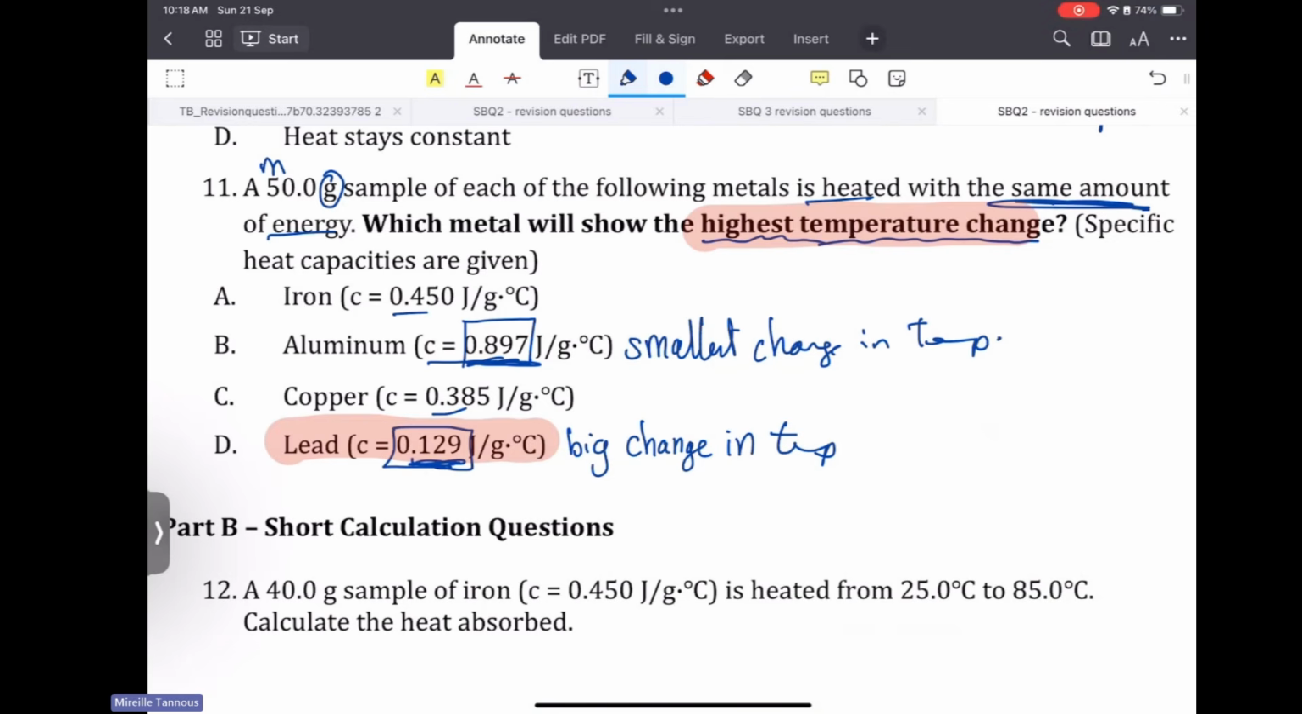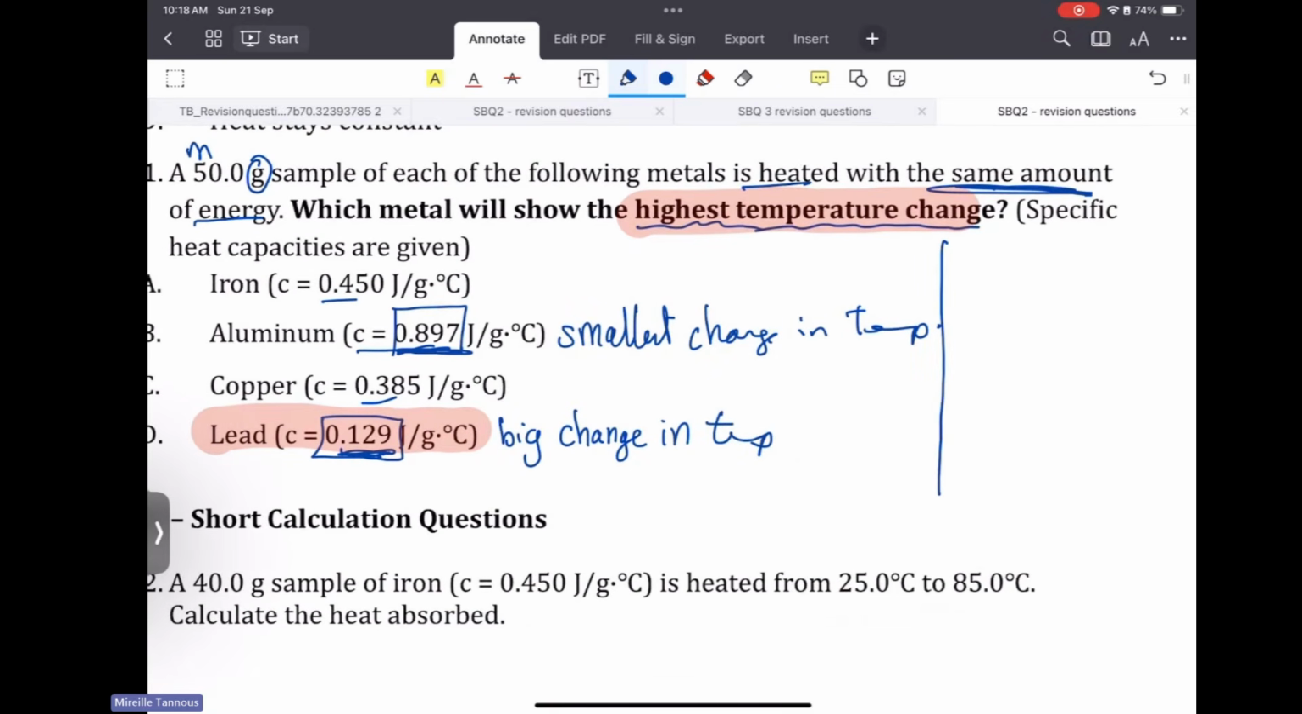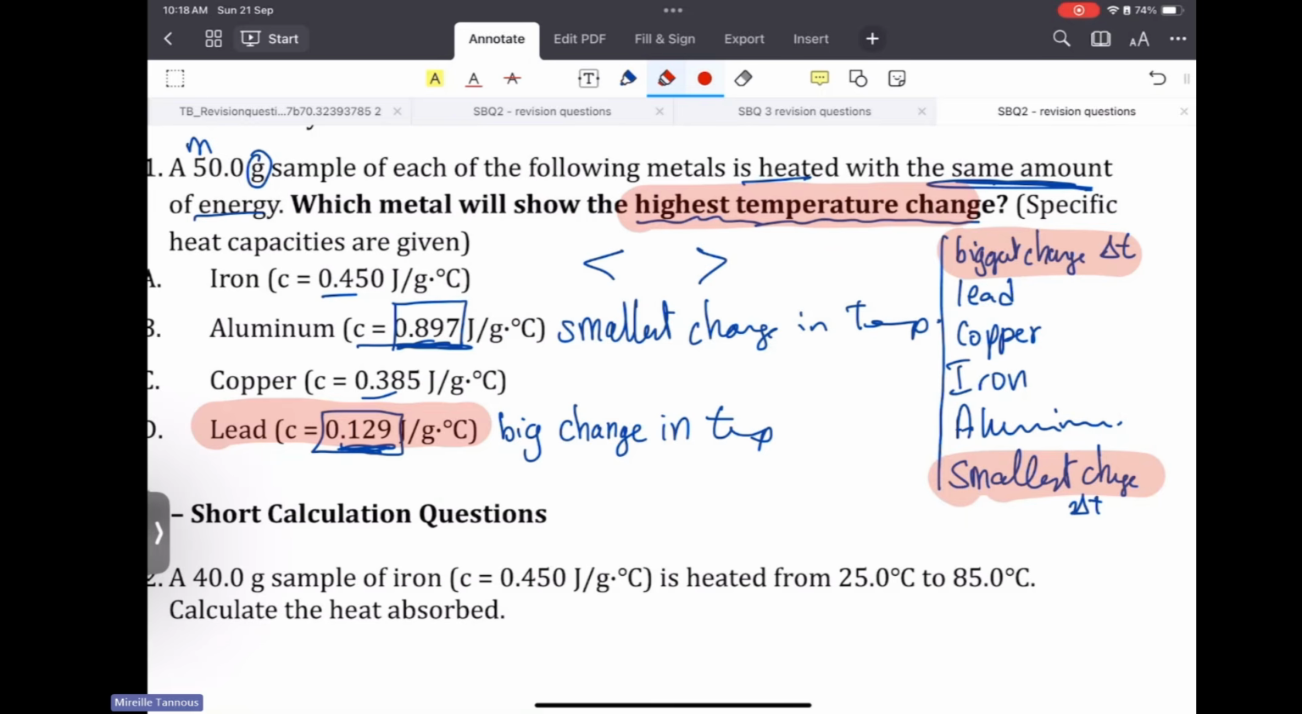In your first quiz, I gave you this question as to arrange them in order. So again, I'm going to arrange it from the biggest change in delta T towards the smallest change in delta T. That would be lead, and then copper, and then iron, and finally aluminum. Be careful with these questions in the ordering. If you have a difficulty in recognizing these signs, then explain your answer in a sentence.